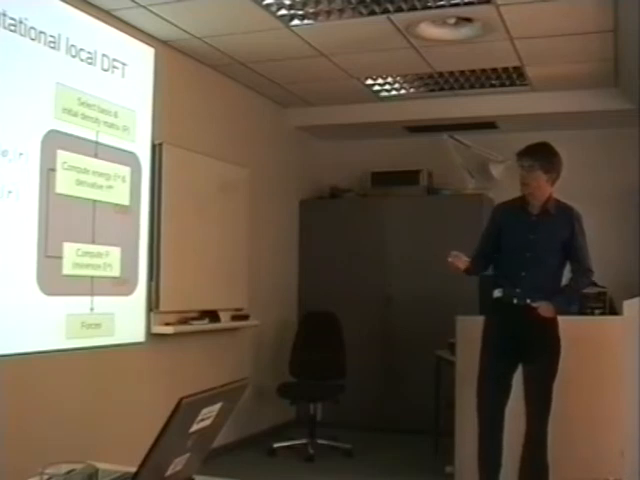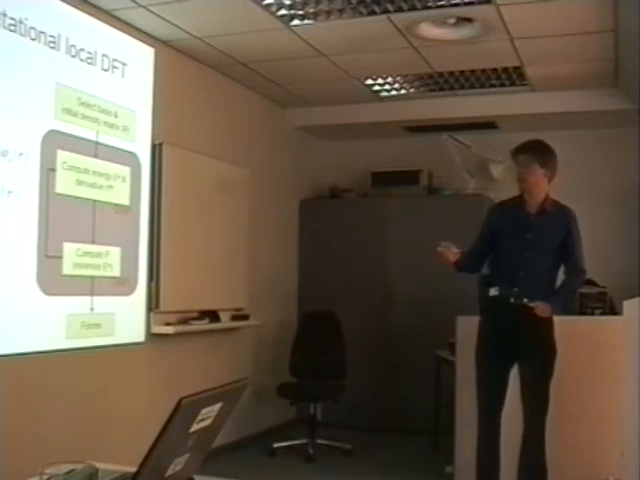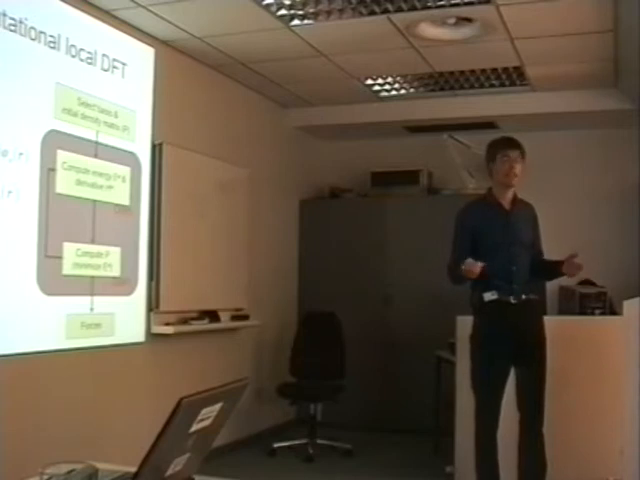This is the basic functional of density functional theory. It has the kinetic energy of the electrons. It has the interaction of the electrons with the nuclei. And it has a very difficult or computationally demanding term that is the Coulomb repulsion between the electrons.